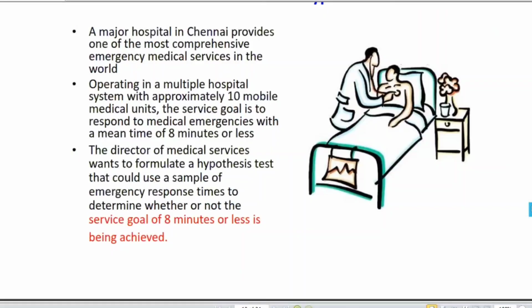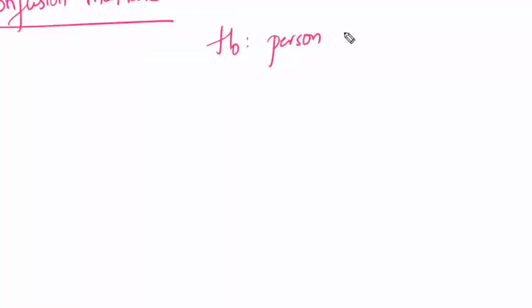Now let me explain one example called the confusion matrix. Many of them get confused, which is the reason it is named confusion matrix, but you don't get confused. Let me explain with a simple example. The null hypothesis says the person has no COVID, and the alternate hypothesis says there is COVID.